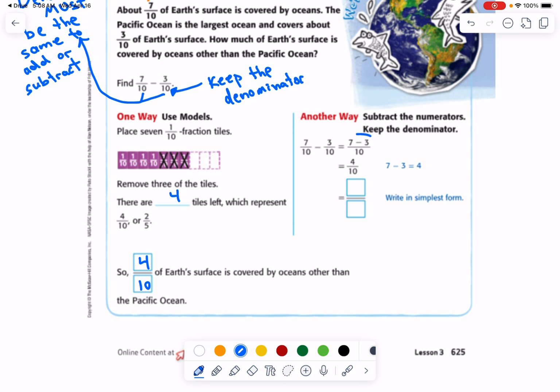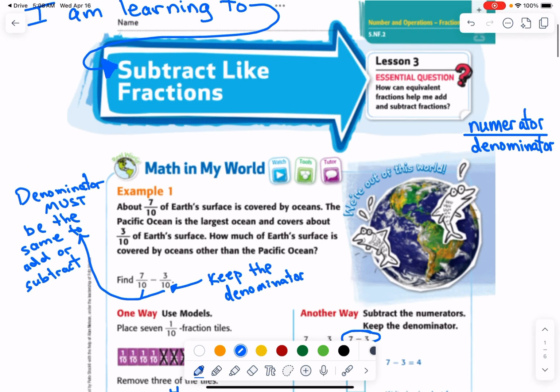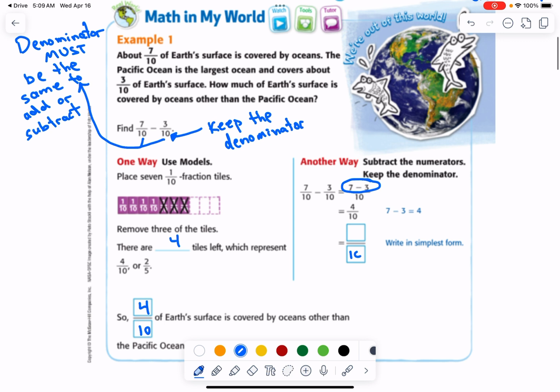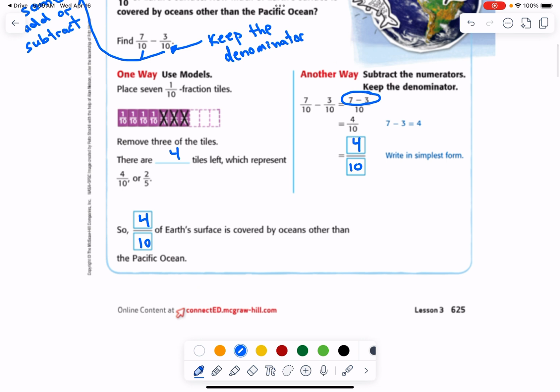So here is how we do this if we do not want to lay out a bunch of fraction tiles. Okay, so we subtract the numerators. Remember, that's the top number. Subtract the numerators, keep the denominator the same. Okay, now here's the thing though. Is that in simplest form? Nope. So let's take care of that really quick.